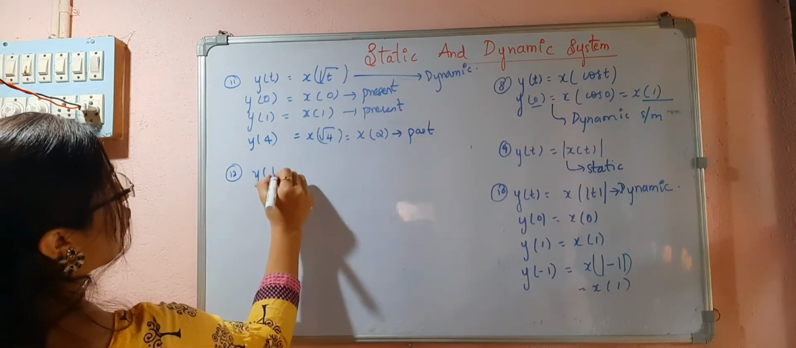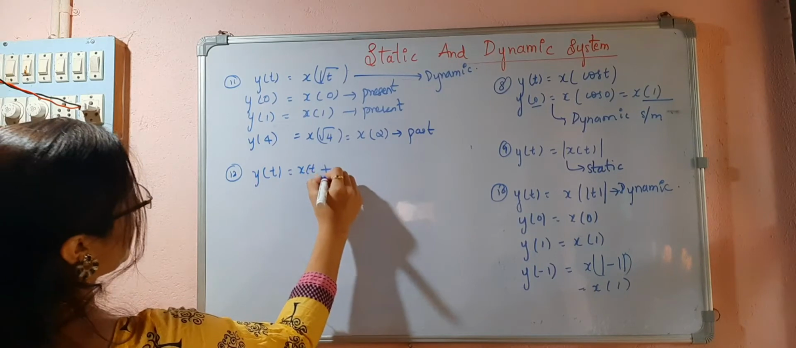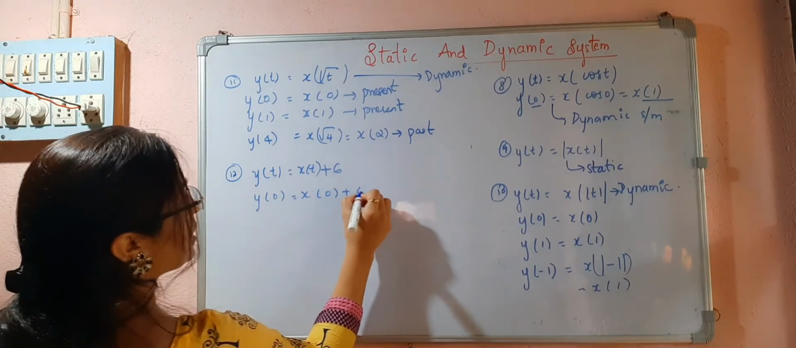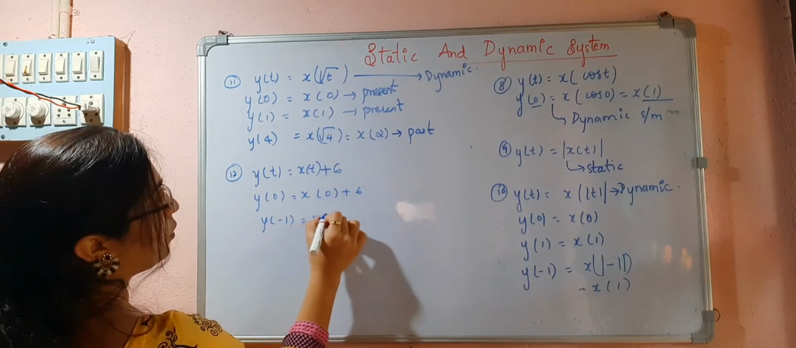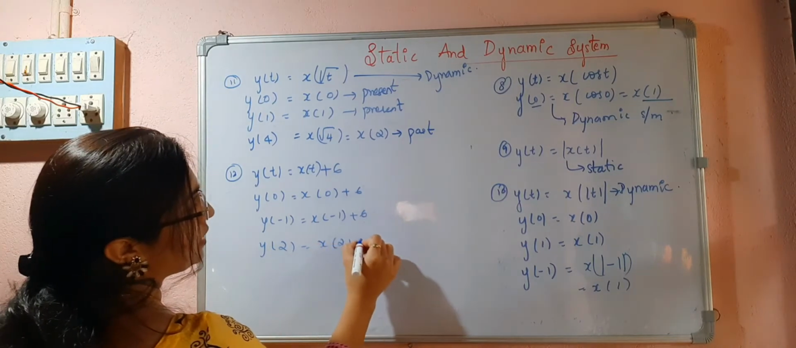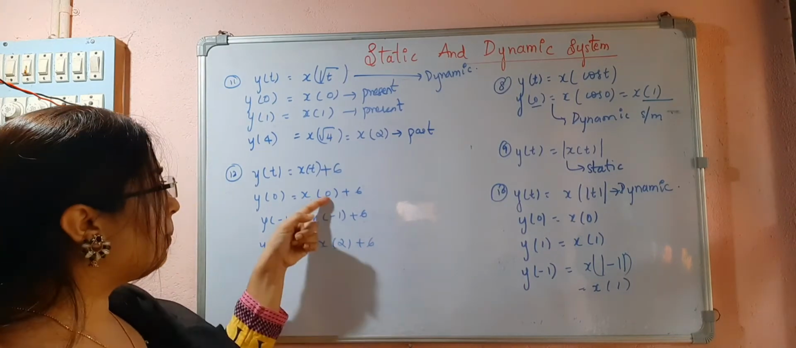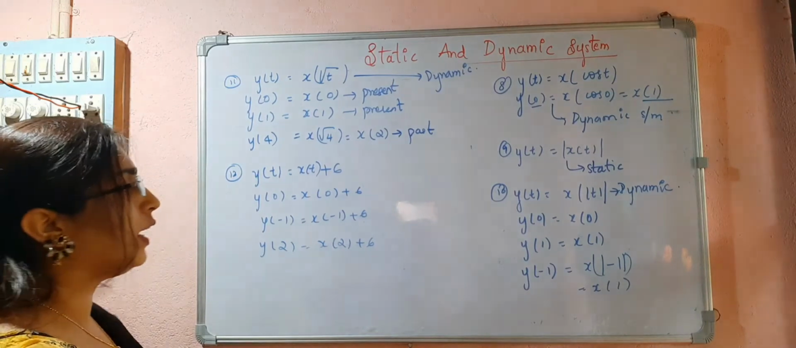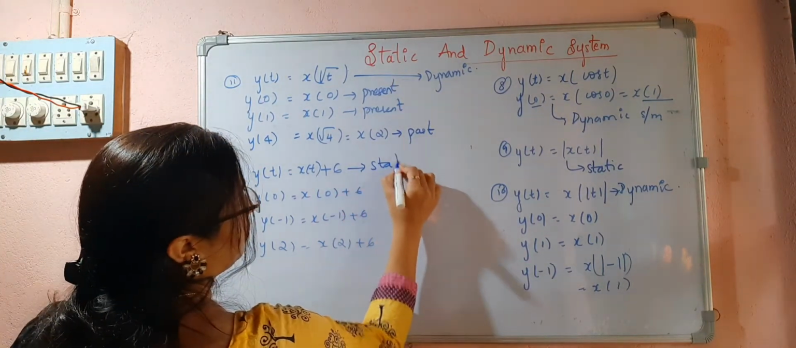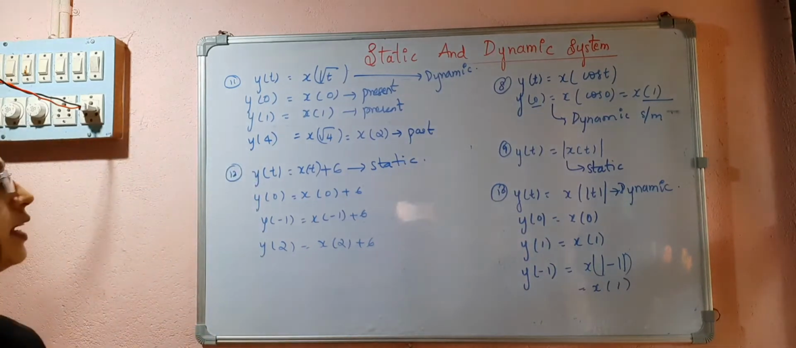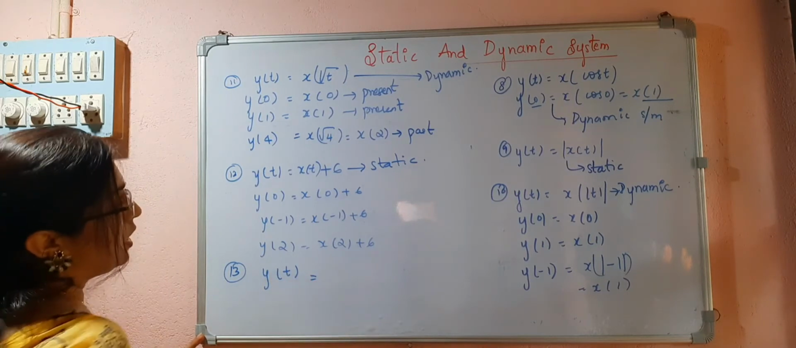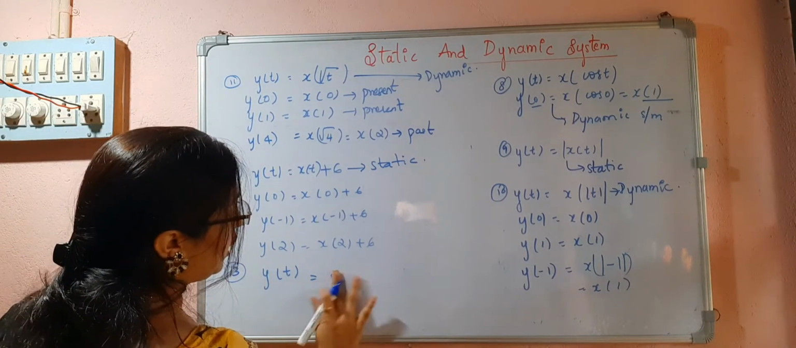Twelfth one, y of t is equal to x of t plus 6. So y of 0 is equal to x of 0 plus 6. y of minus 1 is equal to x of minus 1 plus 6. y of 2 is equal to x of 2 plus 6. So this is also depending only on the present values of the input. So I can call this system a static system.